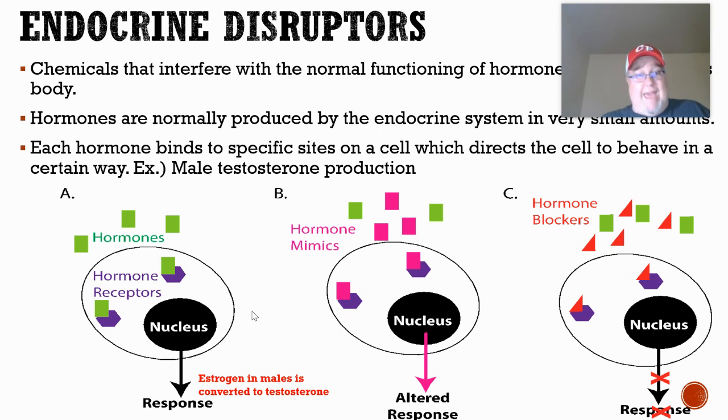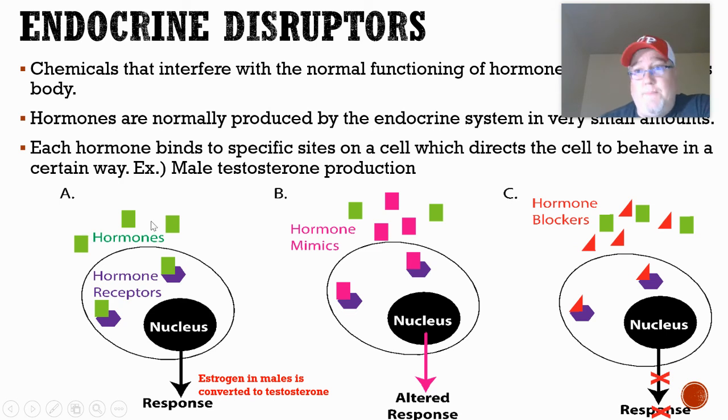Males, we actually take estrogen and we convert it into testosterone, which gives males all of their secondary sex characteristics, like a deeper voice and growing facial hair and all that type of stuff. So this picture on the left is just kind of showing you what's normal, right? Those green hormones, not green, but they're not always green, but in this case they're green.